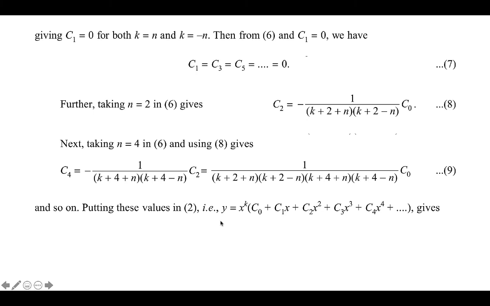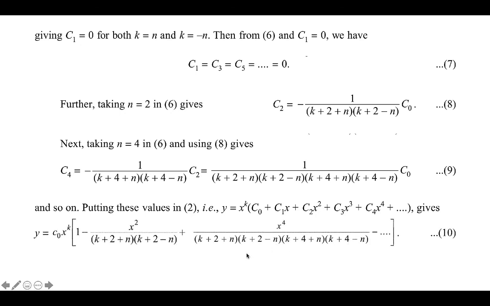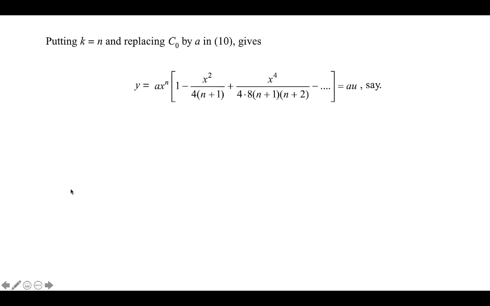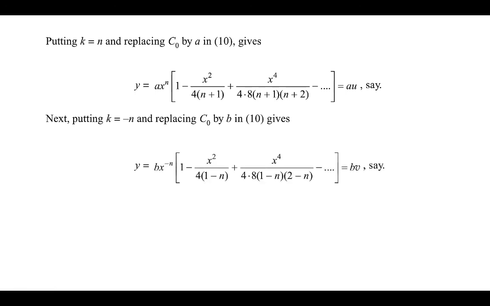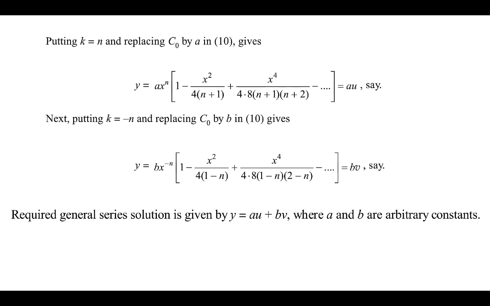Putting these values in equation 2, we get y = x^k (c0 + c1 x + c2 x² + c3 x³ + ...), which will be obtained as a series of this form. Putting k = n and replacing c0 by an arbitrary constant a, we get this function, which can be expressed as a·u for convenience. Similarly, putting k = −n and replacing c0 by another arbitrary constant, say b, we get a function y = b·v. So the required general solution can be expressed as y = a·u + b·v, where a and b are arbitrary constants.